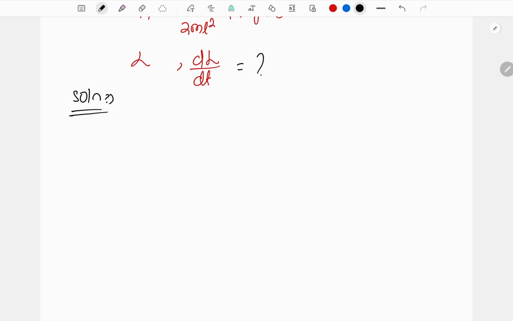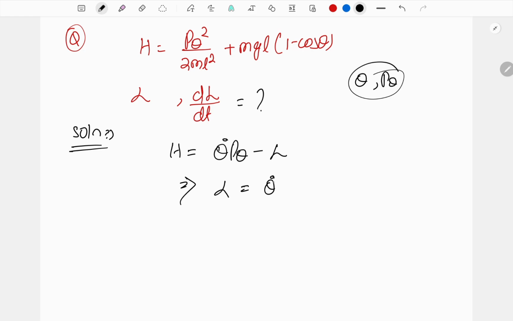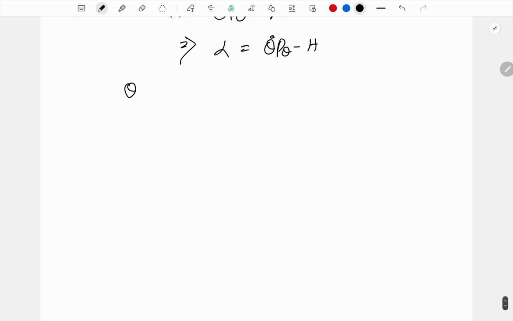Okay, in order to find out my Lagrangian, I know that the Hamiltonian in this case is a function of theta and p theta, isn't it? So I will write it as theta dot p theta minus Lagrangian. If I have to find out the Lagrangian, I can write theta dot p theta minus H, isn't it? So in order to find my Lagrangian, I have to calculate theta dot first. So how can I calculate theta dot? Let me do this for you.